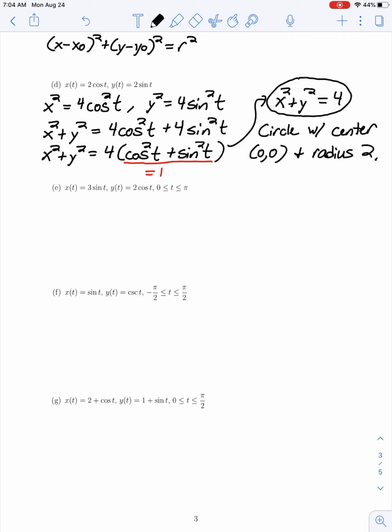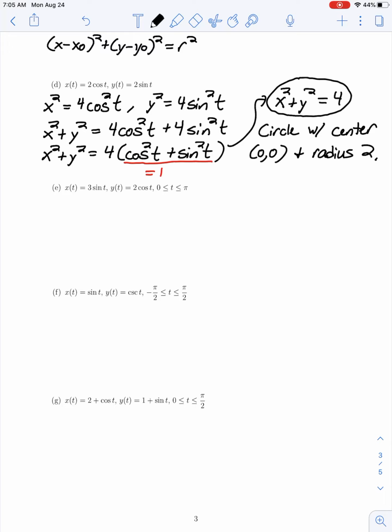So this example in part D illustrates that solving explicitly for t when we're trying to sketch a parametric curve may not always be the best approach. So let's look at another one. In part E, we have the equations x is equal to 3 sine t and y is equal to 2 cosine t, where t is in the interval from 0 to pi. So again, we have these equations involving sine and cosine, so we might try to use an approach similar to what we saw in the previous part D.